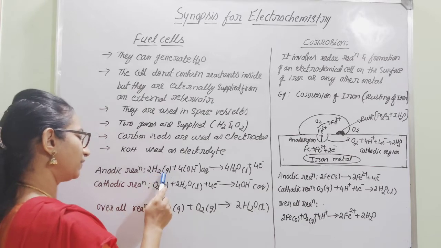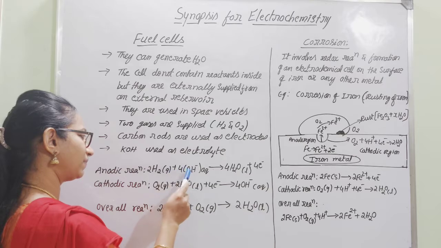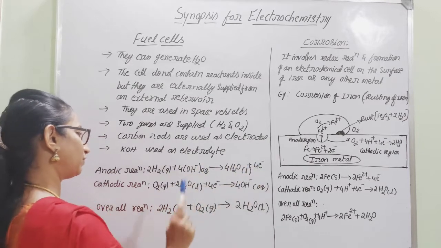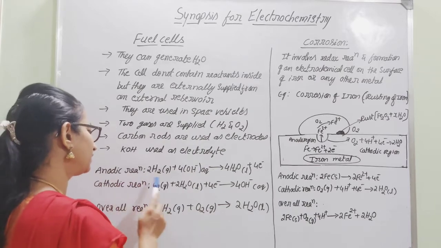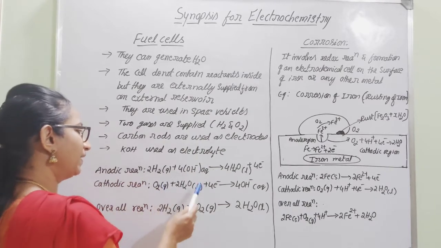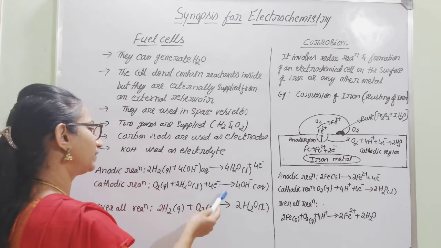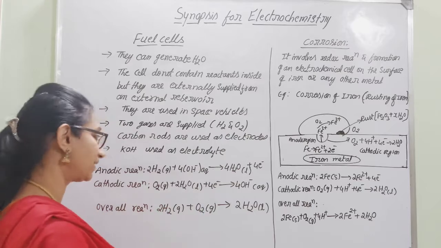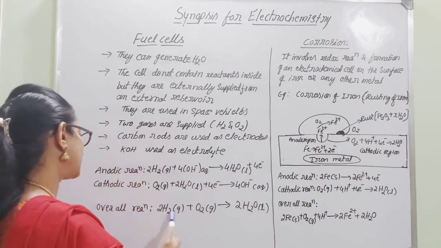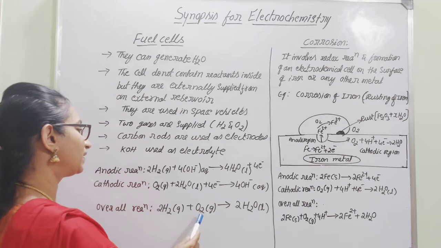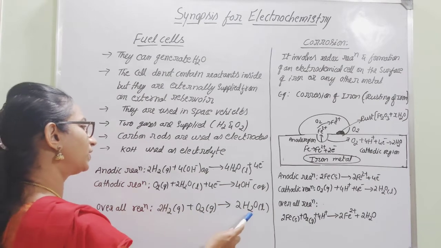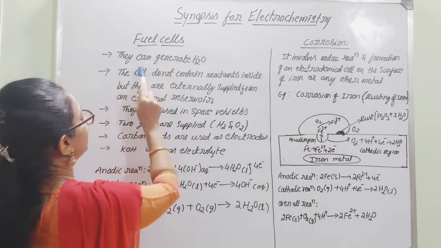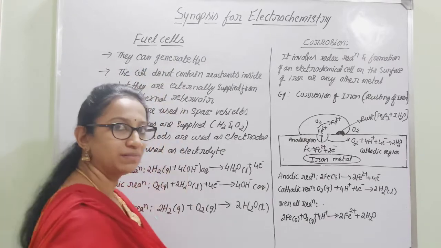At the anode, the hydrogen gas that is supplied combines with OH minus ions to give water, with the liberation of electrons. And at the cathodic region, the oxygen gas that is supplied combines with water, and with the combination of electrons, it converts into 4 OH minus ions. In the overall cell reaction, hydrogen gas and oxygen gas combine together to give water. Hence this fuel cell helps in the generation of water.